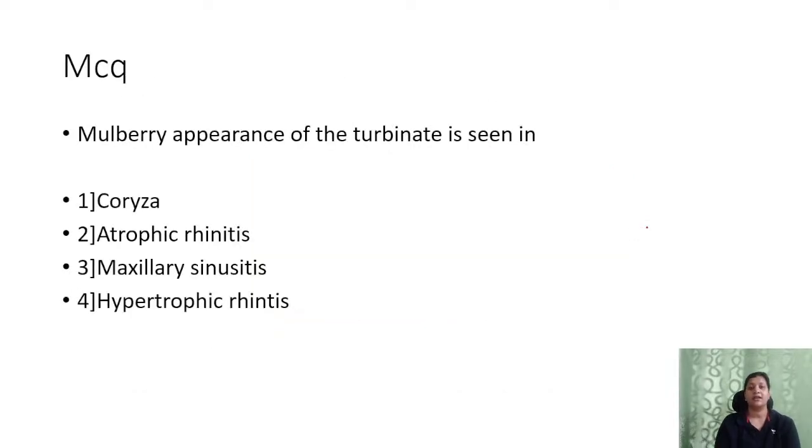Mulberry appearance of the turbinate is seen in coryza, atrophic rhinitis, maxillary sinusitis, hypertrophic rhinitis. So Prashant Kumar says B, Ritesh Rakesh Khimani says 2, Life as JD says 4. I'm waiting for some more answers to come in.